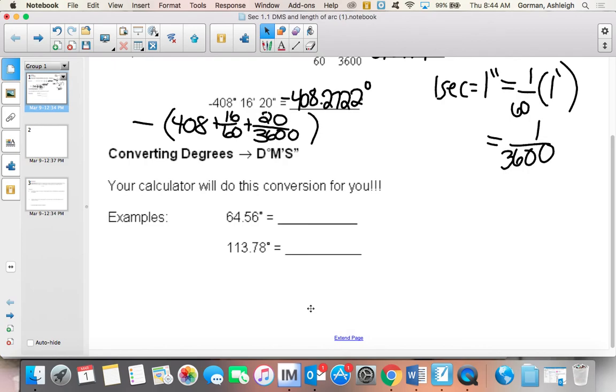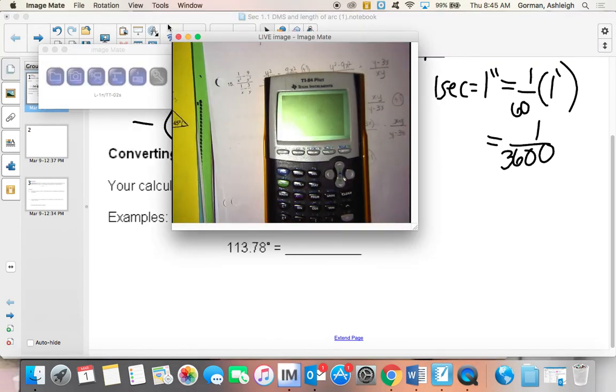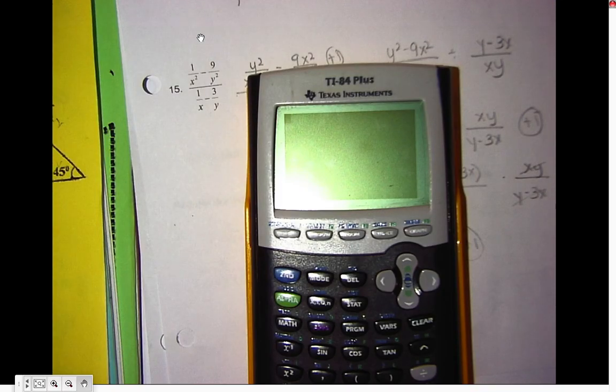The next part's a little bit easier, going from degrees to degree, minute, and second, because actually the calculator will do this for you. So I'll show you real quick here. If I'm given 64.56 degrees, I can go ahead and put this in the calculator.